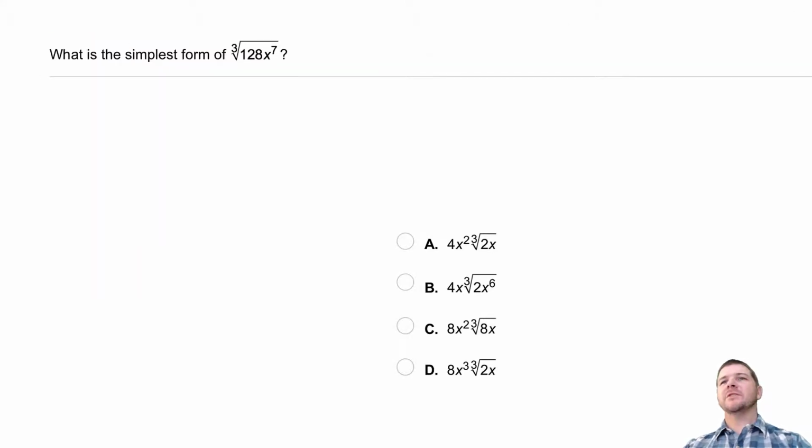Your turn. What is the simplest form of the cube root of 128x to the 7th power?